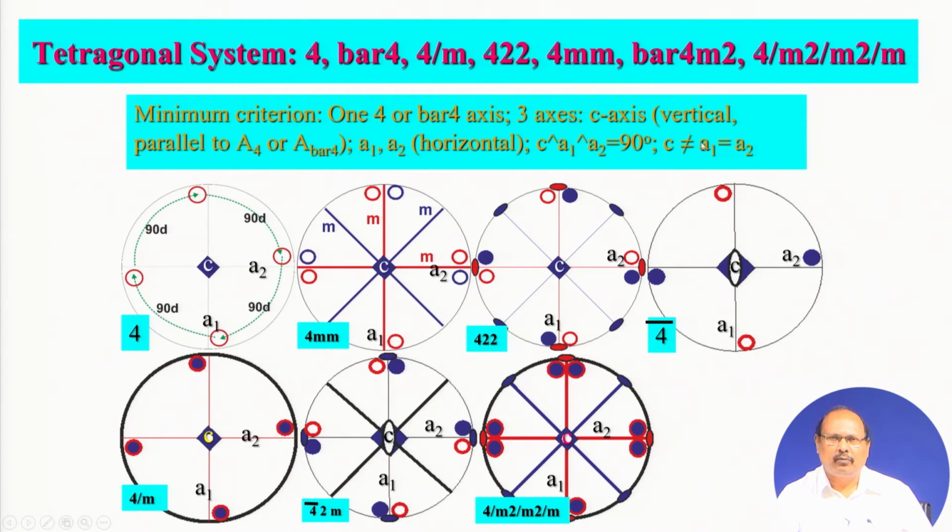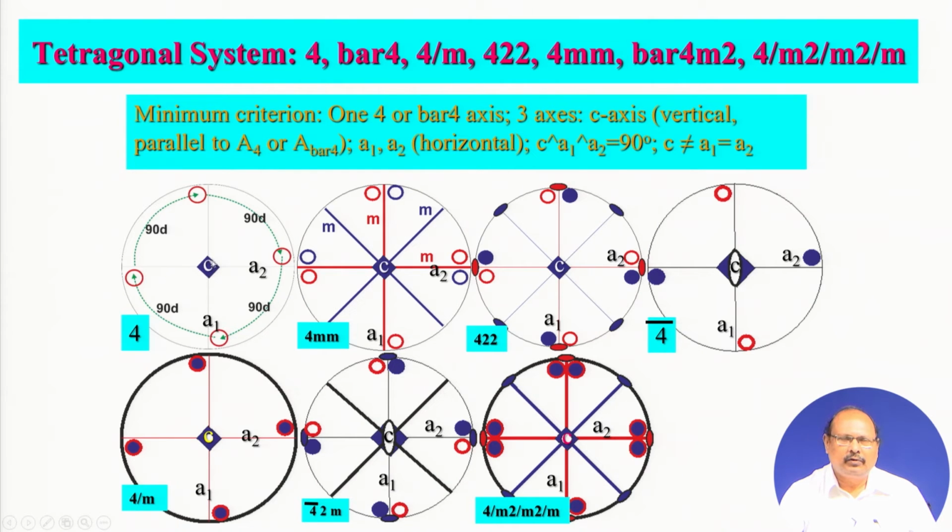I will explain why this constraint or this restriction comes about. Let us talk about this 4-fold axial symmetry. You must be aware of this drawing which we have done before.